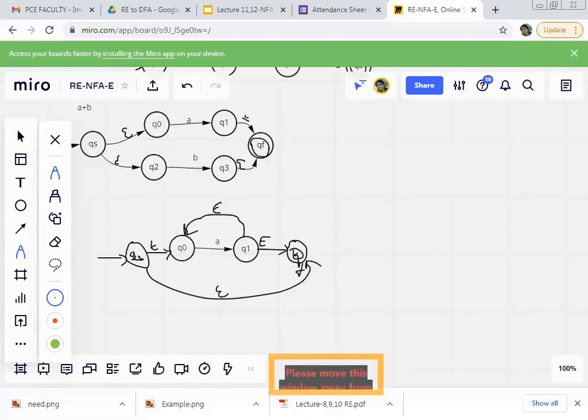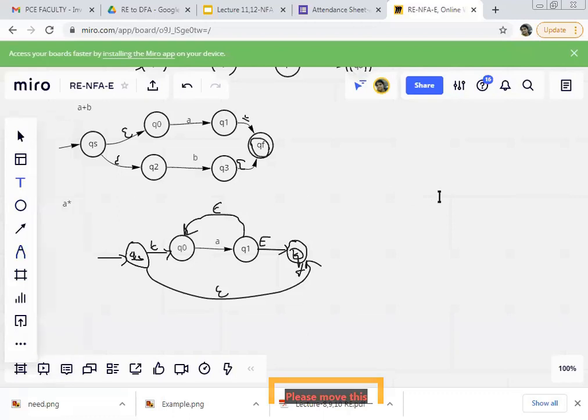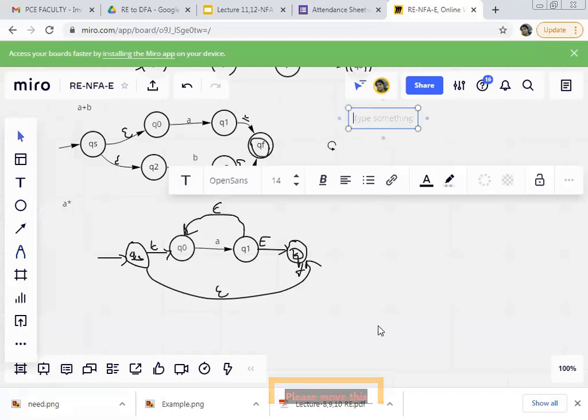Is this clear? Any doubt in this? Any doubt in this? Students, clear? Okay, if you have any doubt, let me know. Okay, next.